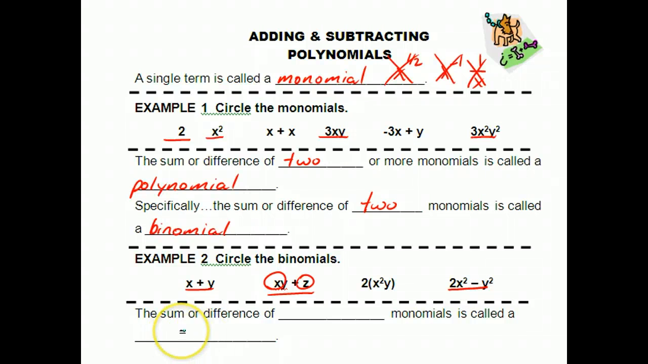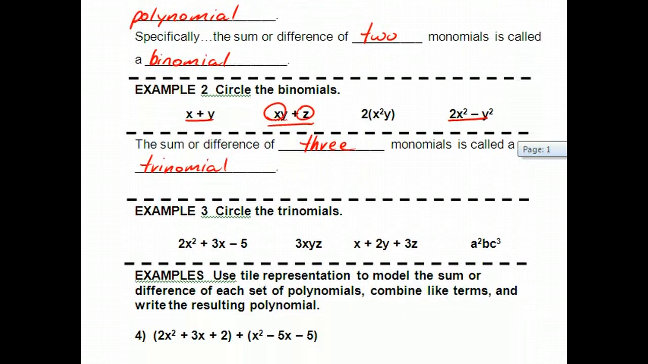Okay, the sum or difference of three monomials is called, all the rocket scientists out there, a trinomial. Okay, so let's just scroll down here a bit. So just like the binomials, that means two terms that are added or subtracted. Here I need three terms that are added or subtracted. So I need to see three terms separated by a plus or minus sign. So this is a trinomial. This doesn't have any plus or minus signs, so that's just a monomial. This is a trinomial. And again, no plus or minus signs here, so this is just a monomial.